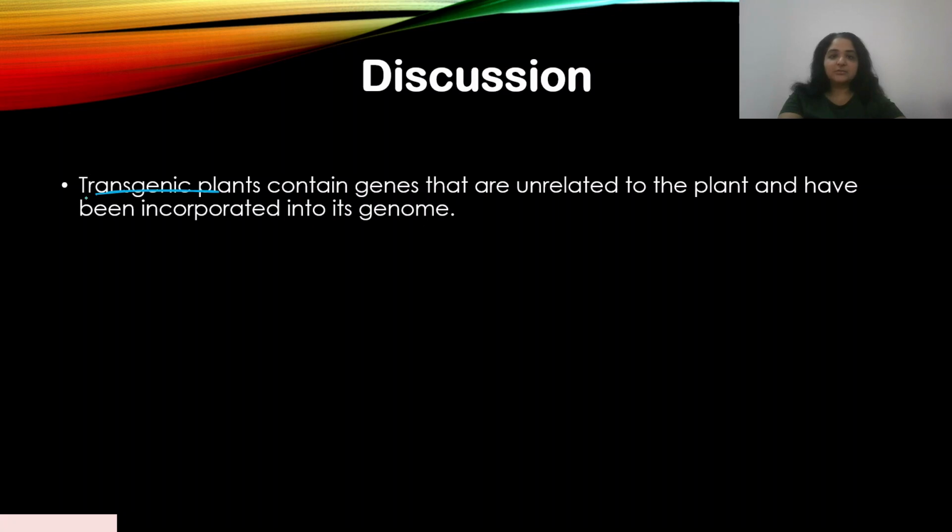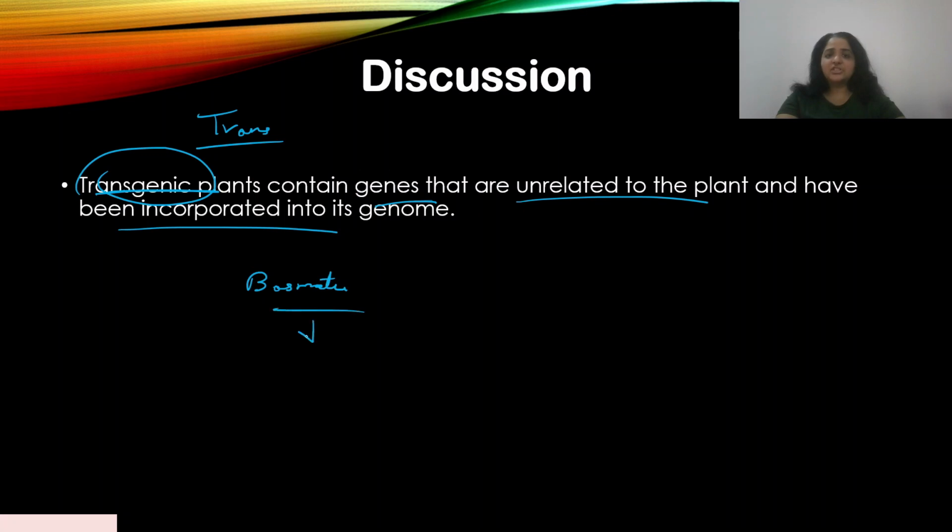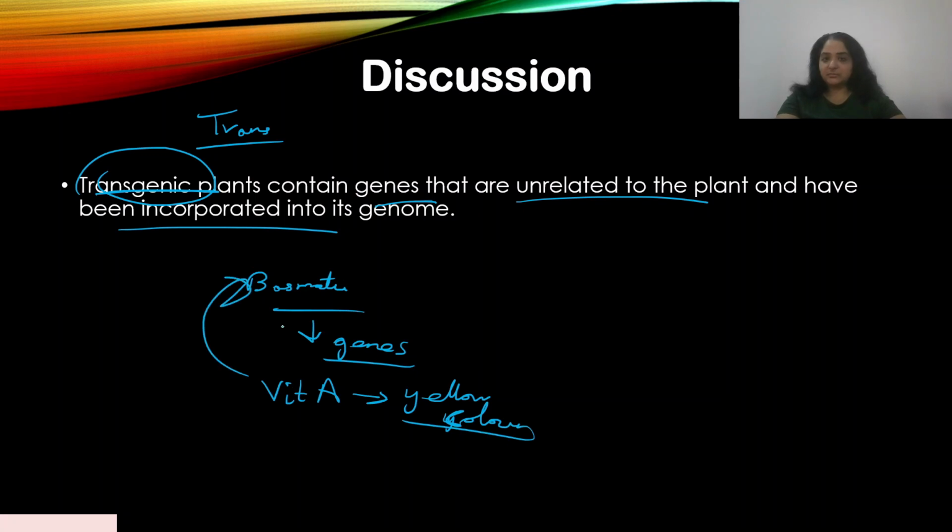The transgenic plants, the term itself says trans. That means it contains genes that are unrelated to the plant and have been incorporated into its genome. For example, golden rice. You have a normal basmati rice. Now we have incorporated a gene or a pair of genes which produce vitamin A and give it the yellow color also. So they are not part of this basmati rice genome, but we have incorporated them so that we can produce another new form of plant.